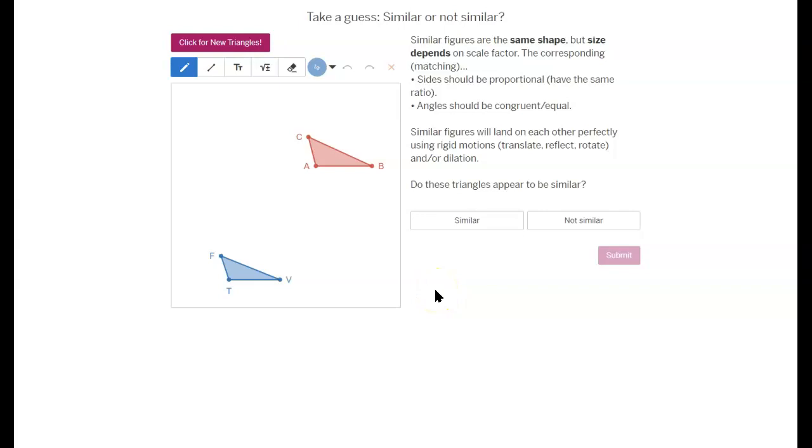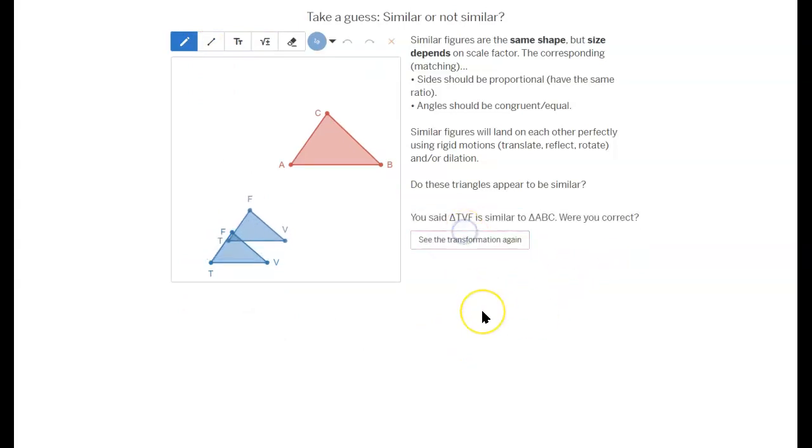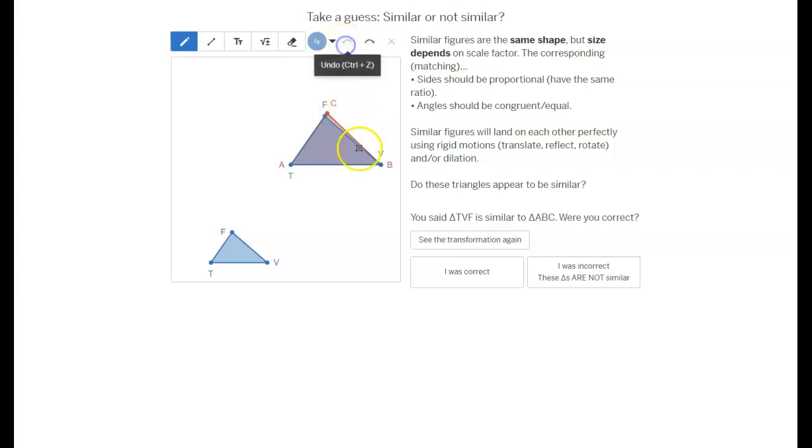Okay, so going to the next slide, we see two triangles, and we want to decide, are these triangles similar? Maybe you don't like these triangles, you can't figure it out, so you can click for new triangles. Now let's see if these triangles are similar. I'm going to say, okay, yeah, they're similar. And then I'm going to look and see when they line up, are they similar? Nope. Notice right here that these are not similar because I have this gap. So they don't match up, they don't have similar sides.